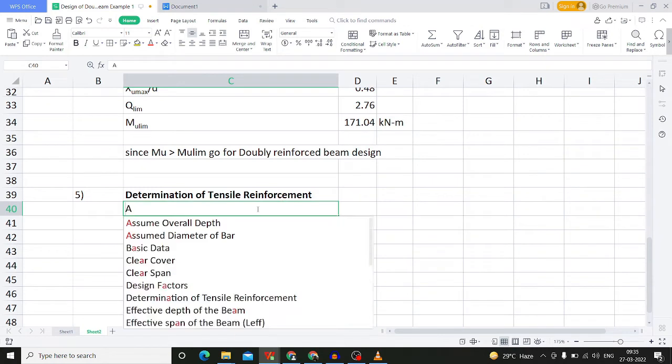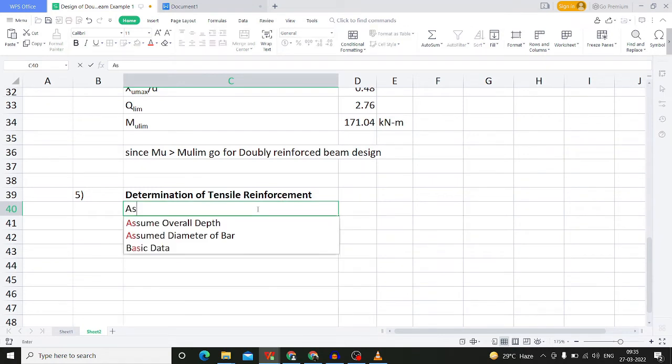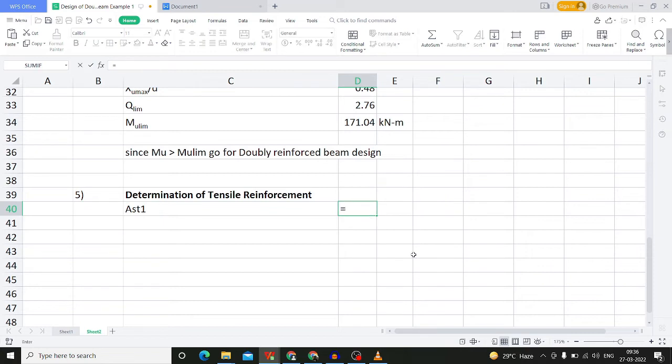Okay, AST1 or AST-LIM equals... we want the area of reinforcement in mm square, and Mu-LIM is in kilonewton meter. We have to convert kilonewton meter into Newton mm. It can be done by multiplying it by 10 raised to 6.